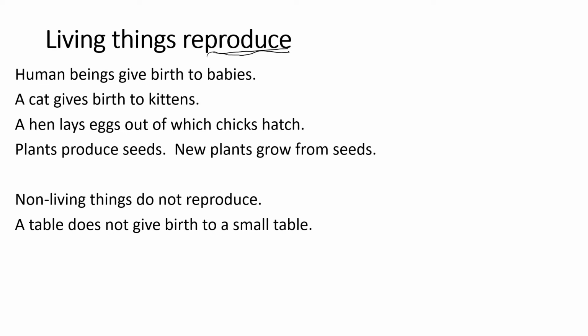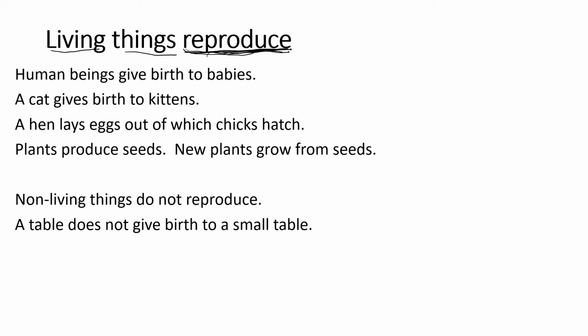But reproduce means to make something again of the same kind. So, human beings reproduce babies of their kind only. Cats will give birth to kittens. Hens will lay eggs and will hatch out chickens. Plants, if you take a tulsi plant, the seed of a tulsi plant will reproduce a tulsi plant again. It will not produce a neem plant, right? So, the feature we see here is living things reproduce. Re means again, and produce means to make things. So, make something of the same kind.